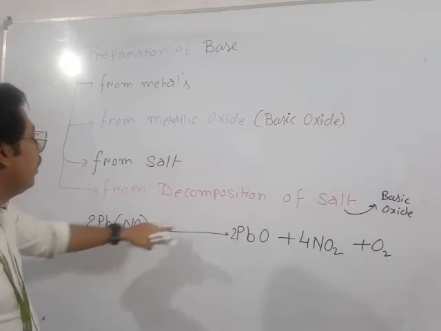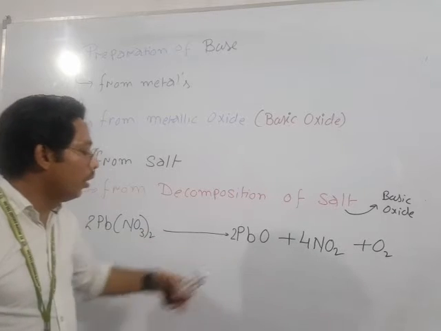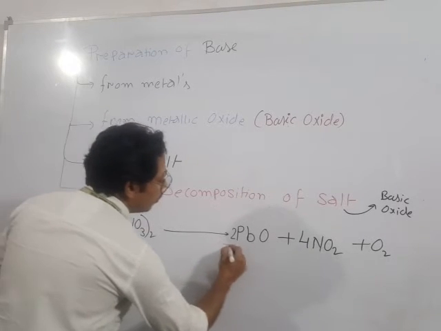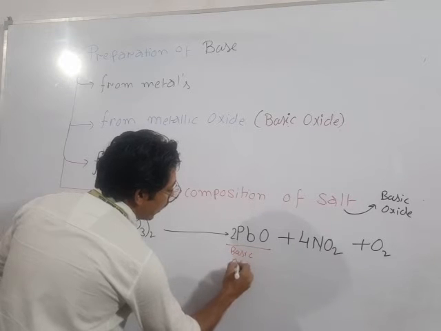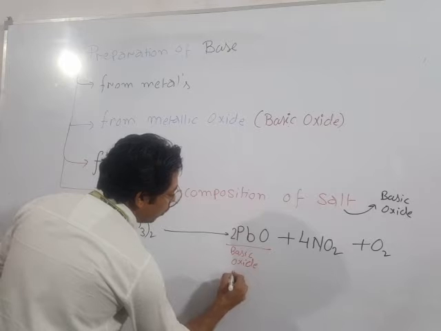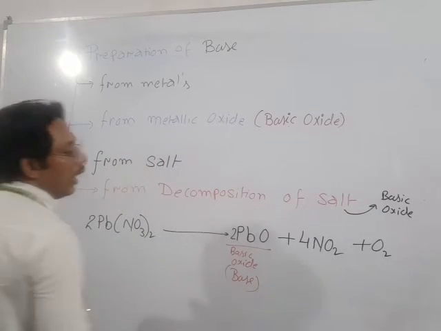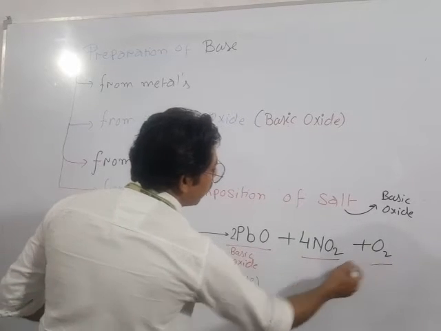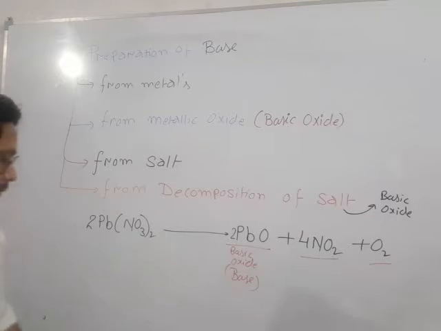Next one, bases can also be obtained from decomposition of salt. It means when we heat this salt, it is decomposed and changes into its what? This is what? Basic oxide, and this basic oxide is your base. Okay, clear? And it changes into dioxide and gives oxygen. It is clear? So yes or no? Okay.